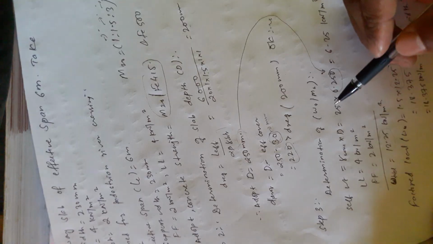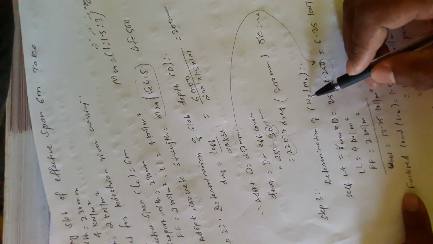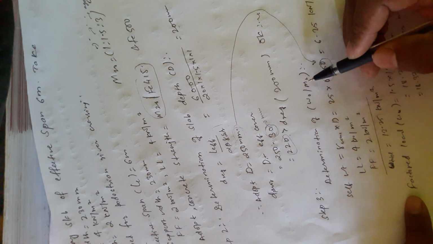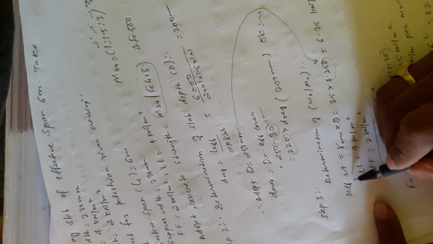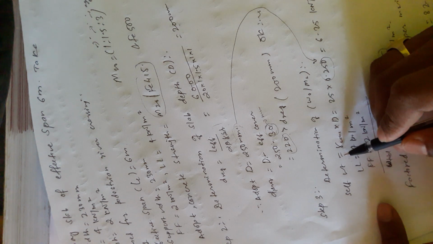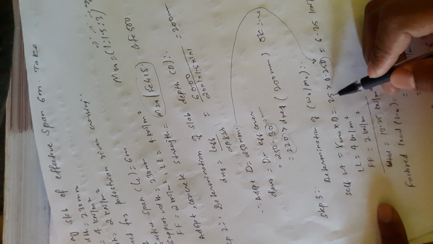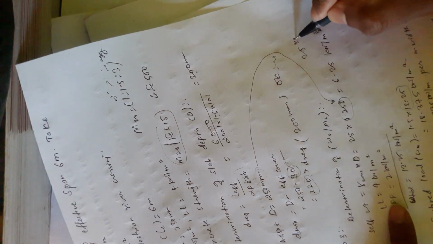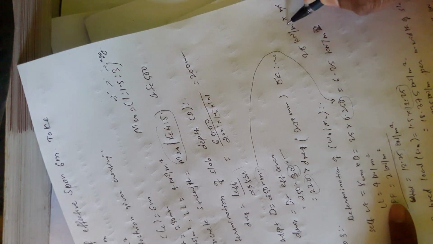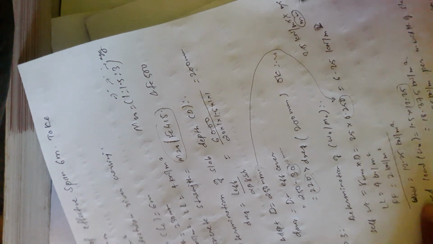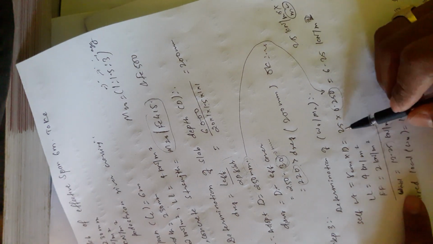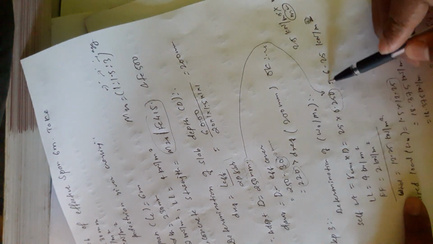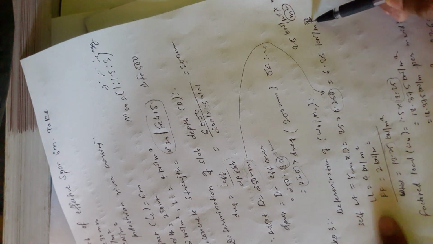Now step 3 is determination of moment resistance of our slab. So self weight is given by gamma concrete into D, and we know gamma concrete is 25 kilonewton per meter cube into depth, where depth is in meter. So meter cancels, and only meter square will remain. So gamma concrete into D, where D is 0.250 which we adopted, is 6.25 kilonewton per meter square self weight.